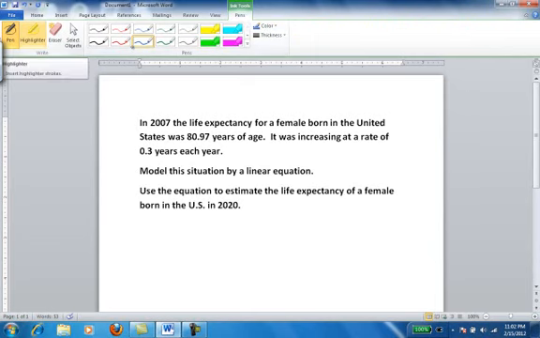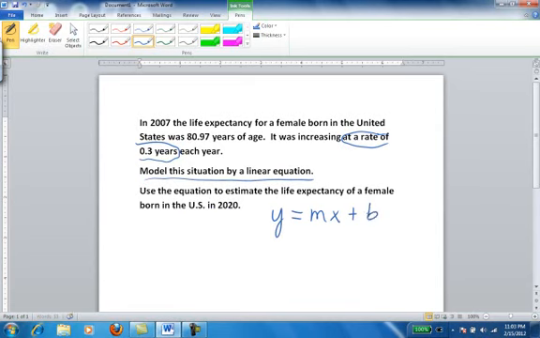In 2007, the life expectancy for a female born in the United States was 80.97 years of age, so they lived a little past 80 years old. It was increasing at a rate of 0.3 years every year. Model this situation by a linear equation. Basically, in doing this one, use the equation of the form y equals mx plus b.